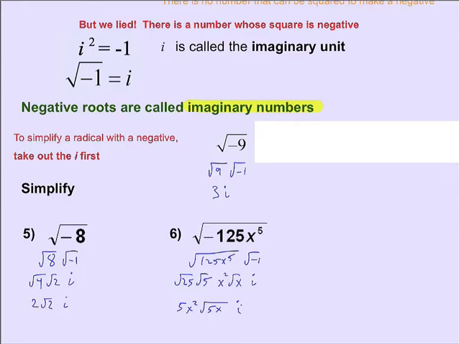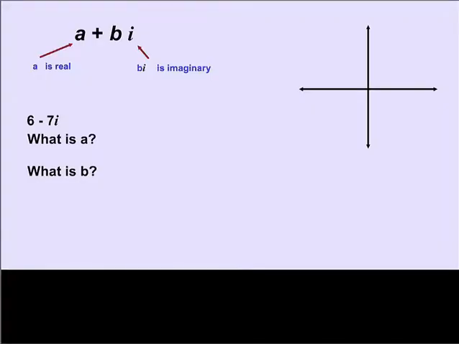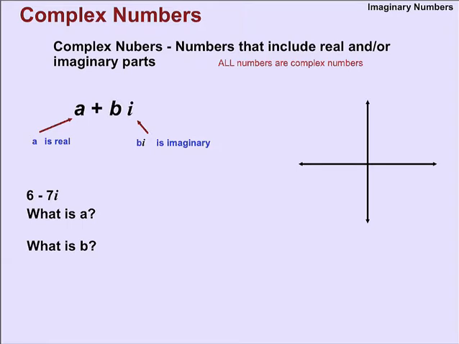Another type of number, it's really the same type of number that we've always been dealing with, is called a complex number. Possibly you've never heard this term before, but all the numbers that you've ever dealt with in your life, they've been complex numbers. Complex number just means any number at all on the planet, whether it includes real numbers or imaginary numbers or both. And complex numbers are written in the form, we call it a plus bi form, where the a is the real part and the bi is the imaginary part. So if you have a number 6 minus 7i, we would say the a is 6, the b is negative 7.